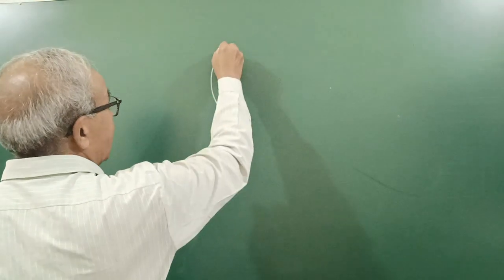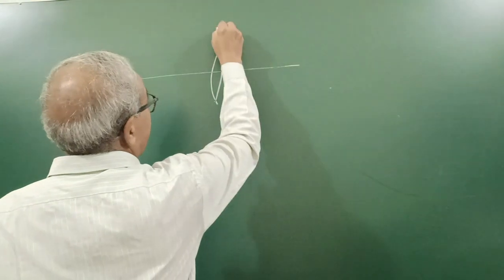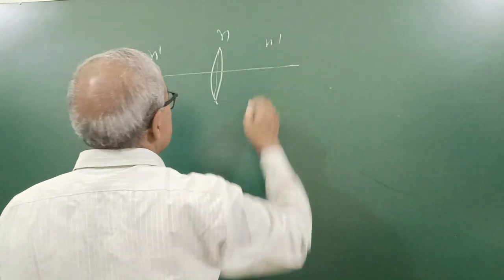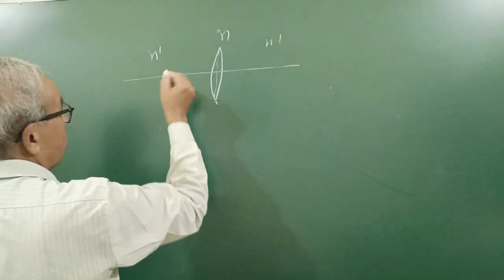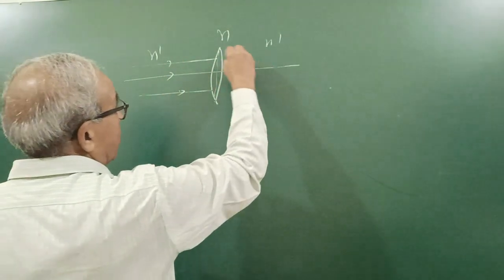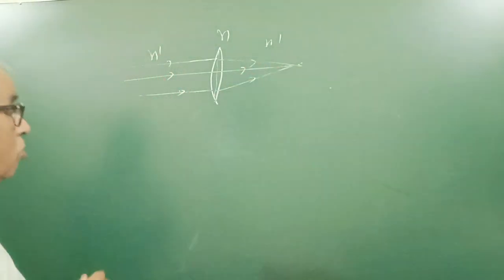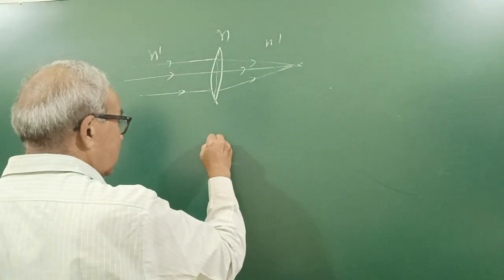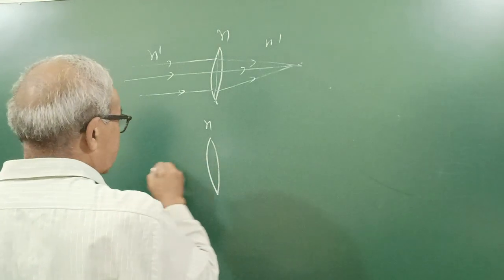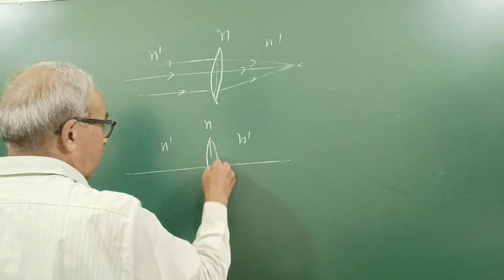Here is a convex lens, that is, a converging lens, with index n, placed in a liquid of index n dash. These are parallel beams, so they get focused here. This is one case. In another case, again a convex lens, n and n dash, now parallel rays.